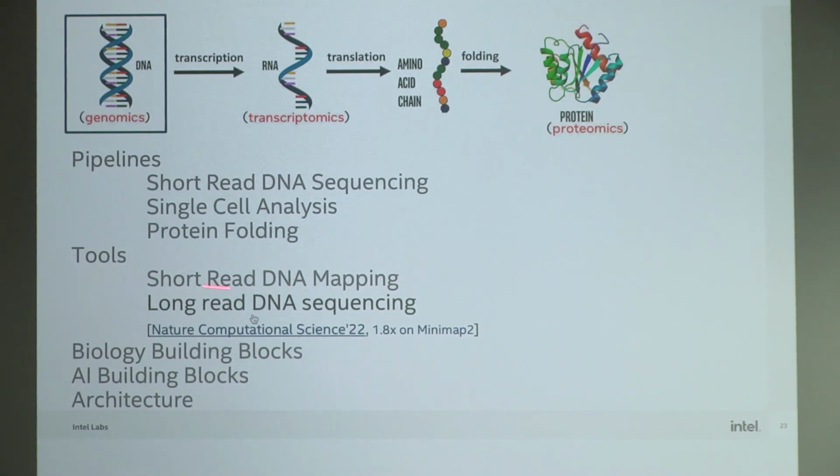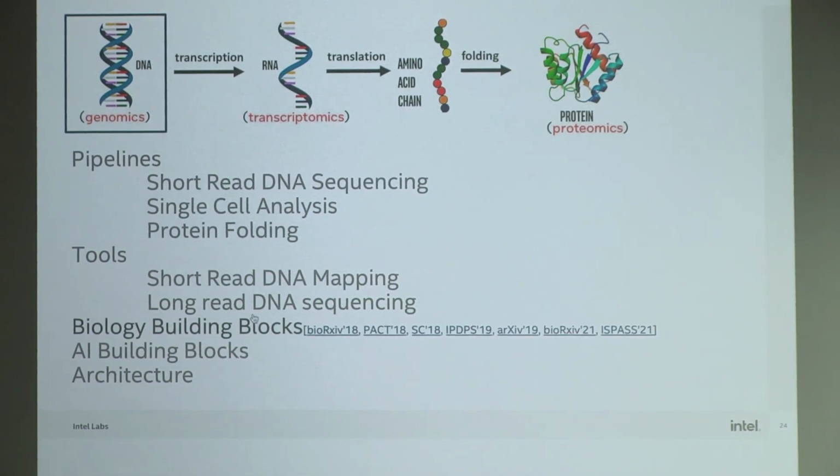We also did some work on long reads. Because of time constraints I won't go into detail, but it's present in OpenOmics. The tool is called Minimap2, and we again used machine learning and various architecture-aware optimizations. We got 1.8x out of that. Again, as I was saying, any speedup is welcome in this area.